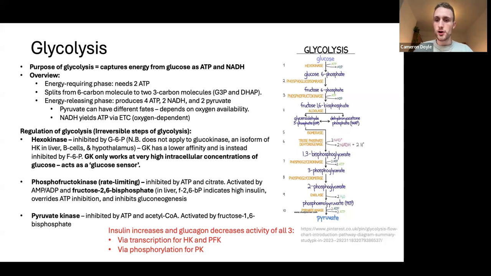Phosphofructokinase catalyzes the 3rd step of glycolysis. This is the rate limiting step. And as you can see, with all of these enzymes, they're inhibited by some of the products that come after them. So it's a negative feedback loop for glycolysis. And then the final one is pyruvate kinase, which catalyzes that final step. So insulin and glucagon will also increase and decrease the activity of all 3 of these. Insulin will increase the activity of these enzymes to increase glycolysis, and glucagon will decrease it.